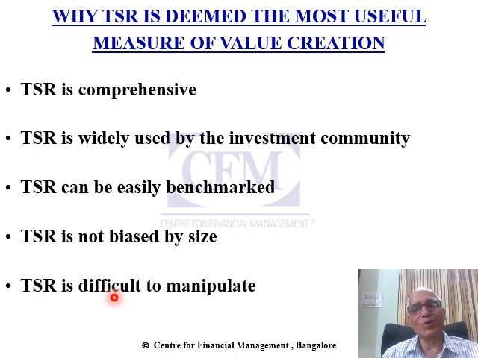Five, TSR is difficult to manipulate. The inputs that go into TSR are fairly objective. The most important inputs are the market value of the company at the beginning and the market value of the company at the end. These are objectively measurable from the marketplace, and the other input is dividend, which is also objectively defined.